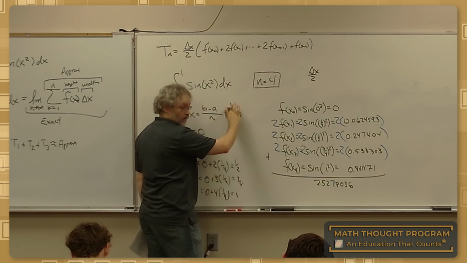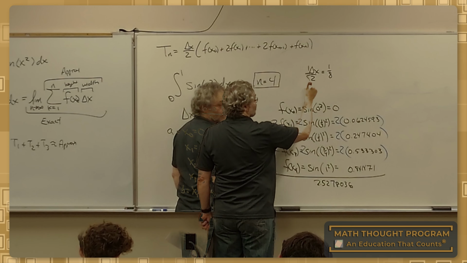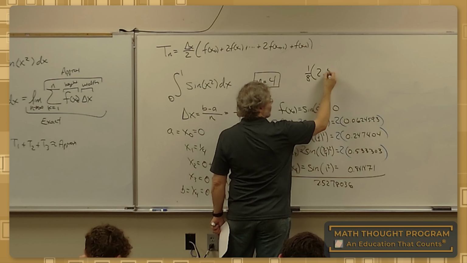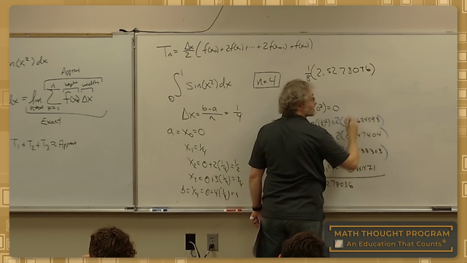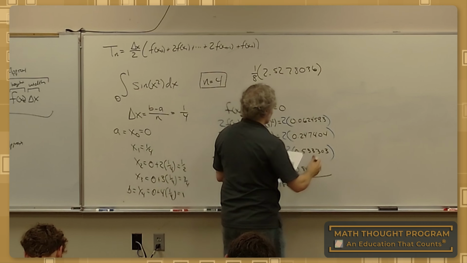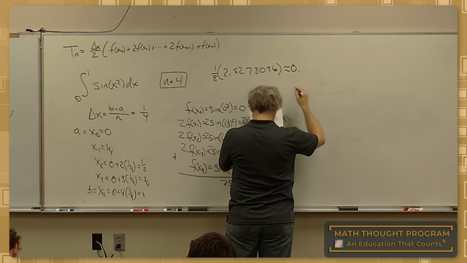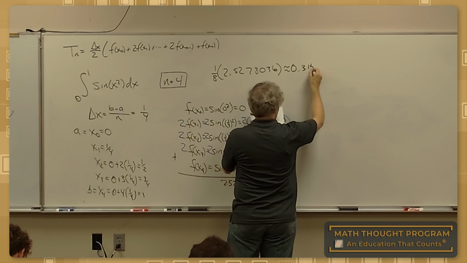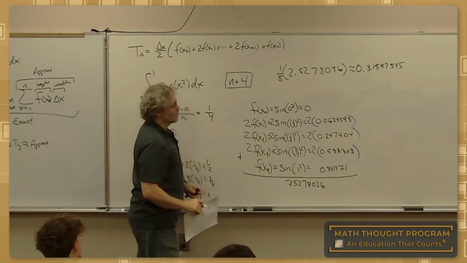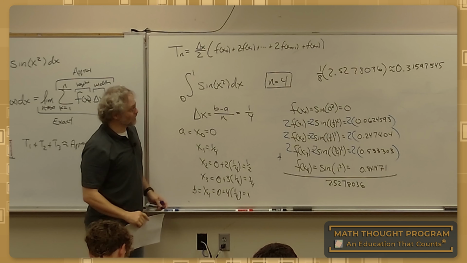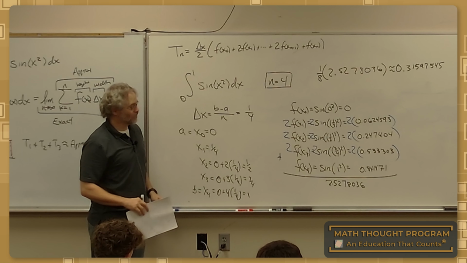Okay, now next I have my delta x, divided by 2. Delta x was a quarter, so this becomes an eighth. Multiply it by 2.527836. And when you do that, you get approximately 0.31597545. So we can't do this analytically, but we got a good answer numerically, whatever good means.